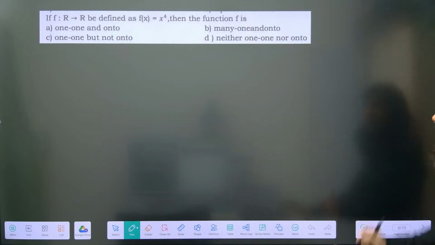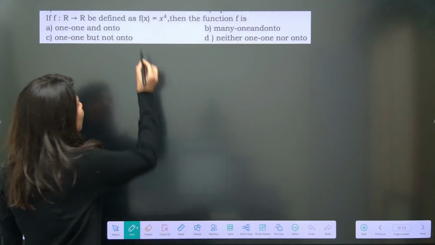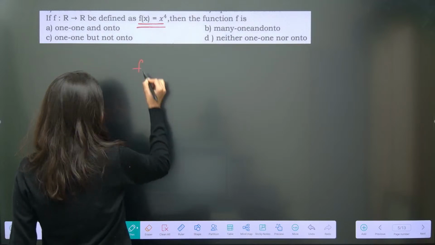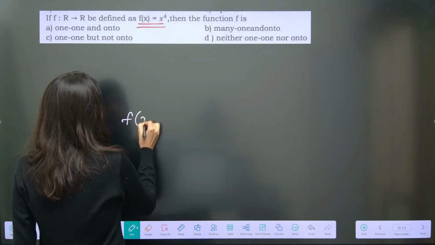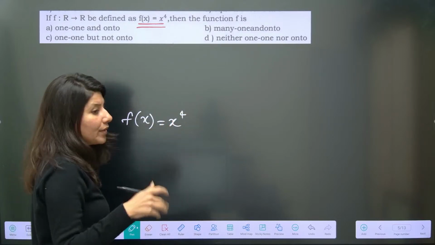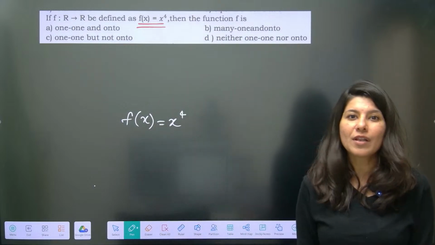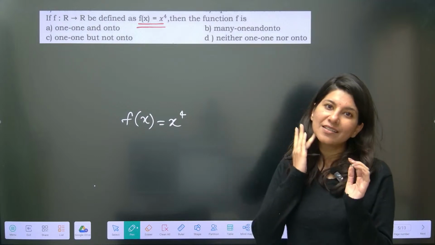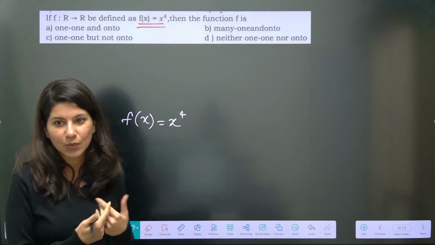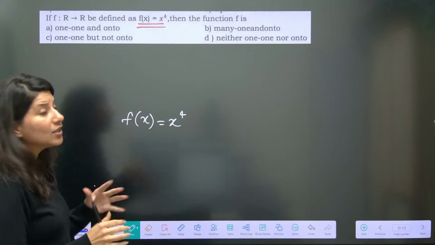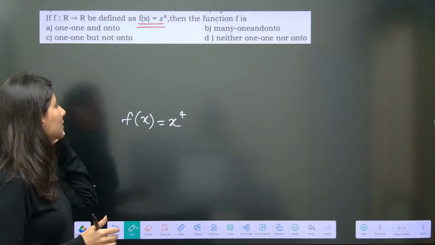Now the next 1 marker question we have over here says that there is a function which is defined as f(x) equals x raised to power 4. Now understand, since this is a 1 marker question, nobody is going to talk about how you are solving it. You can even just solve it in your brain, verbally, because this is an MCQ, right? Now we need to know whether your function is one-one, onto, many-one, one-one but not onto, like that.